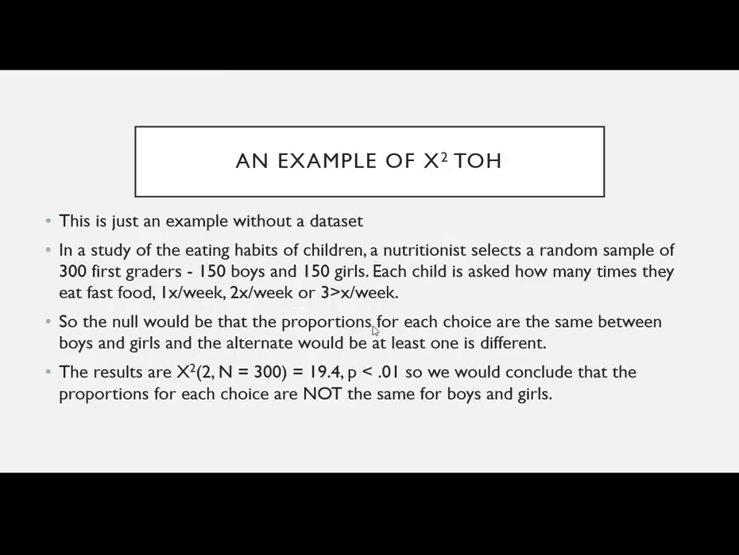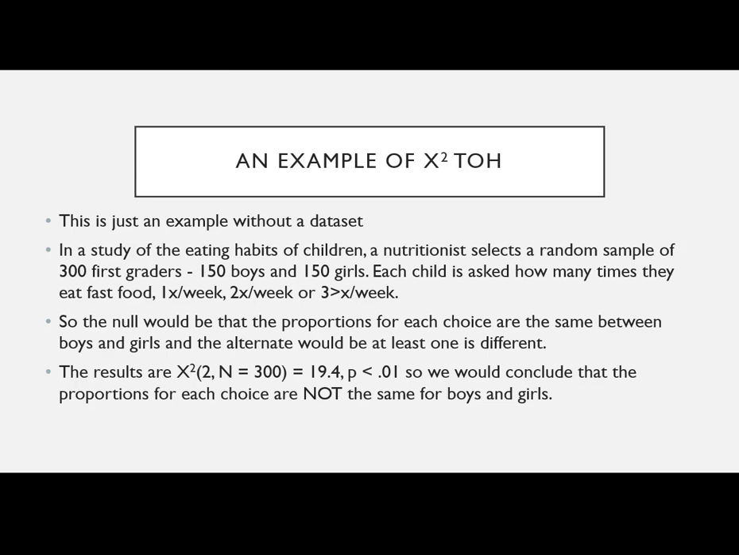So I'm not going to give you a data set, I'm just going to give you a word example. In a study of eating habits of children, a nutritionist selects a random sample of 300 first graders, 150 boys and 150 girls. Each child is asked how many times they eat fast food: 1 time a week, 2 times a week, or 3 or more times a week.